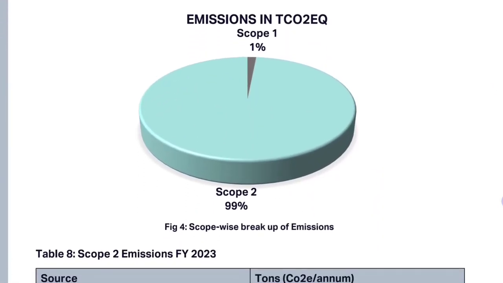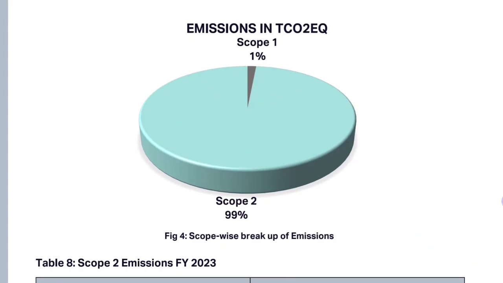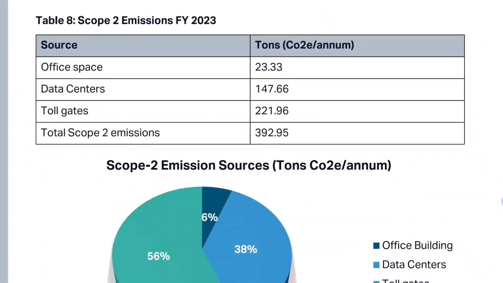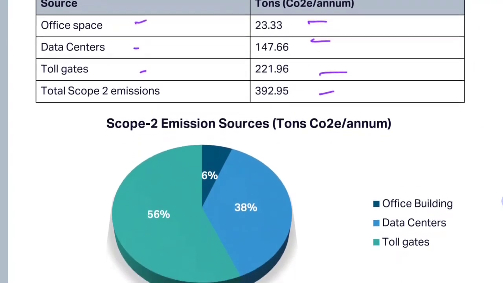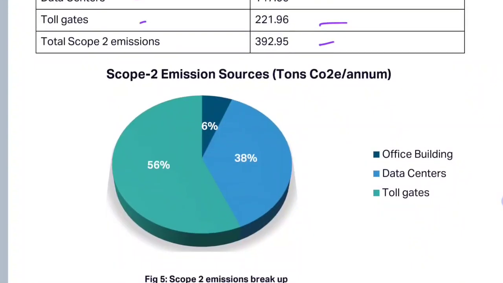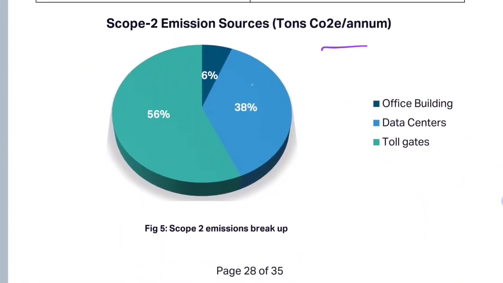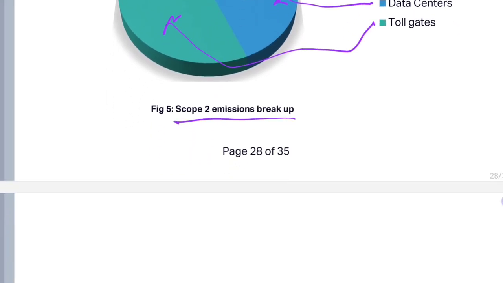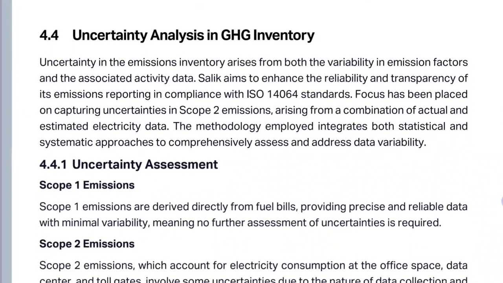So we can see here the pie chart for emissions, scope 1 and scope 2. And you see in table number 8 here, source of emissions: office space, data center, toll gates, and the breakdown is available here. Total emissions, scope 2 emissions are given here, you see. So basically this is 38%, this is 6%, and toll gates 56%. So you can see the breakdown of emissions, scope 2.